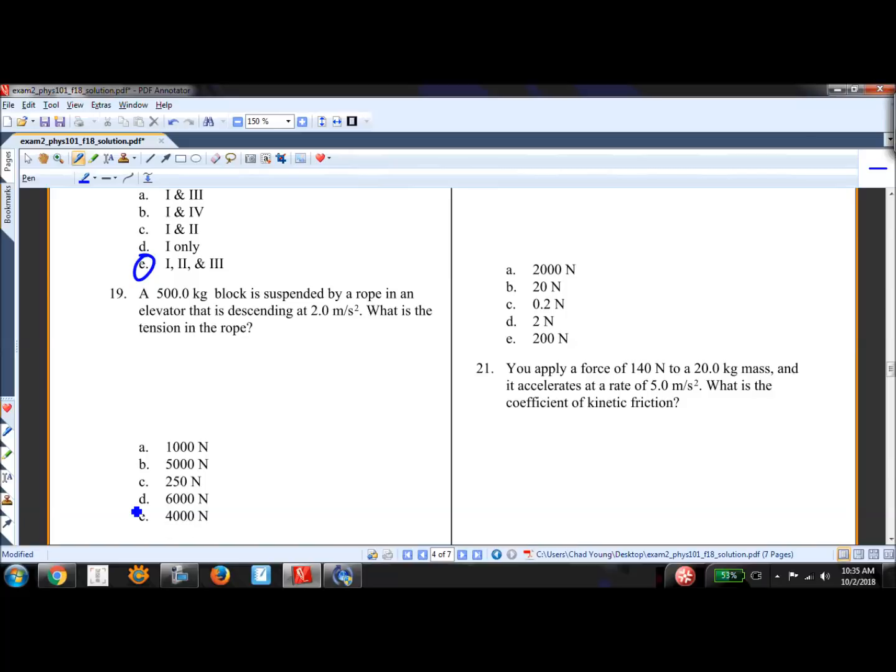A 500 kilogram block is suspended by a rope in an elevator. It's descending at 2 meters per second squared. What is the tension in the rope? Look, I know the weight of this thing is 5,000 newtons. Right? Force weight equals mg. And I know it's descending, so I know that the tension is going to be less than the weight. I'll work this out in just a minute, but I can then get rid of this and this. I can say that those are not valid answers because those are at 5,000 or more. And so I can probably actually then just say, well, it's probably going to be E because, well, let me just show you. So I have this 500 kilogram block.